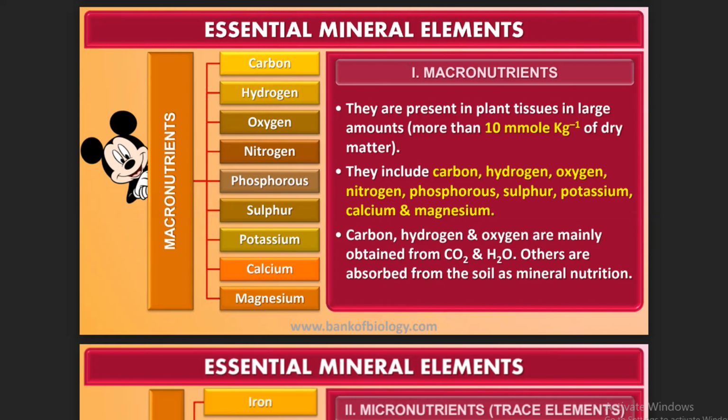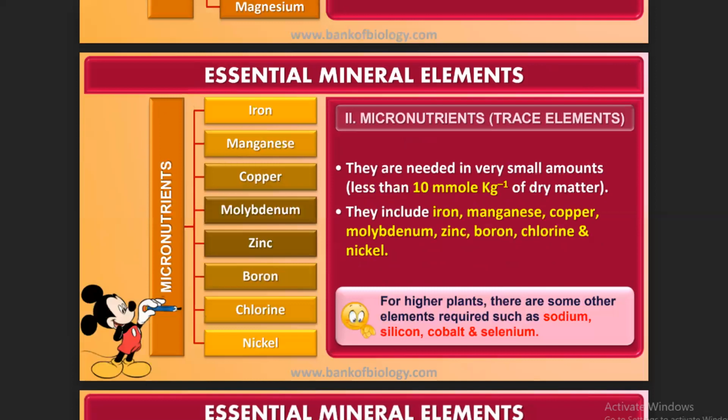Carbon, hydrogen, and oxygen are mainly obtained from carbon dioxide and water. Others are absorbed from the soil as mineral nutrients. Okay. Others are absorbed from soil. Carbon, hydrogen, and oxygen from water and carbon dioxide. Okay. Then essential mineral nutrients.